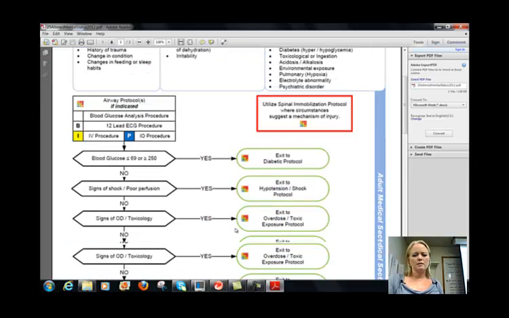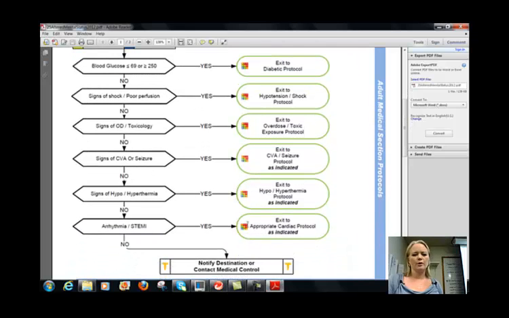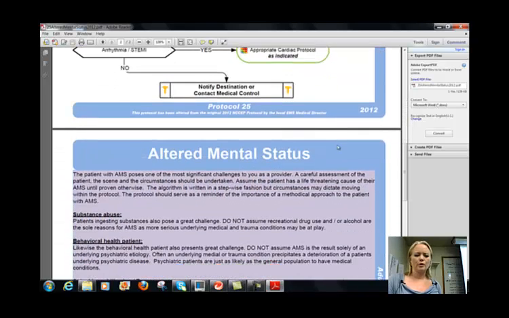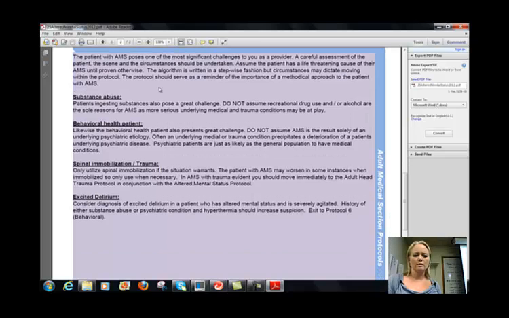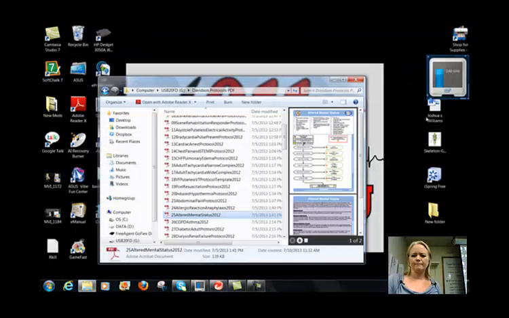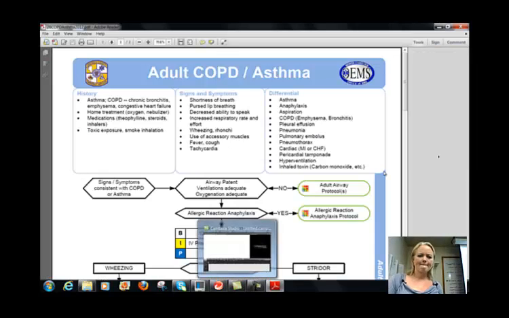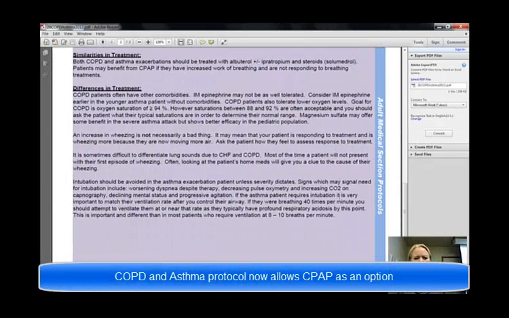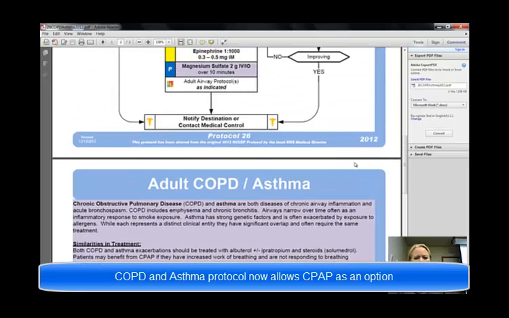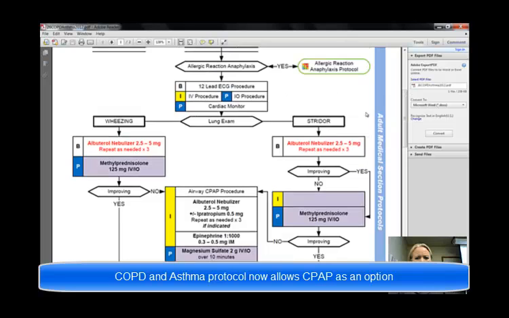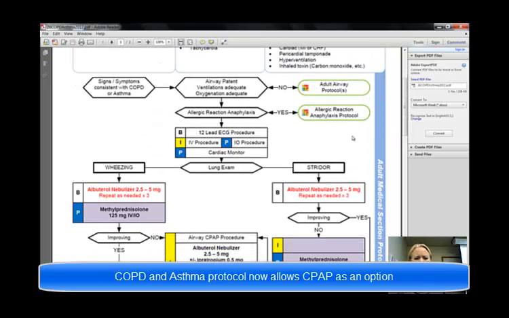Okay, altered mental status. This is another protocol that tells you to exit to different protocols depending on what's going on. So checking blood sugar, checking blood pressure, any history of overdose, doing a stroke screen, and then EKG. So this is kind of a protocol to other protocols. And then there's some information on the second page for you. And there's really no big difference on this protocol from the old protocol, other than that you can give CPAP for any kind of airway compromise.